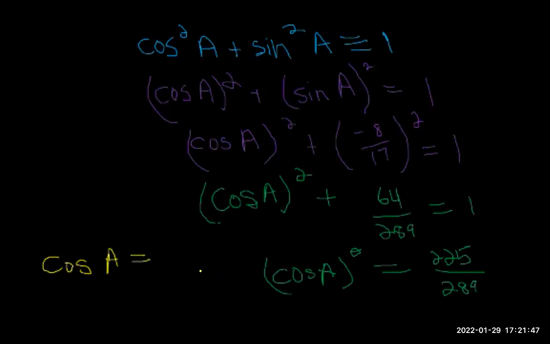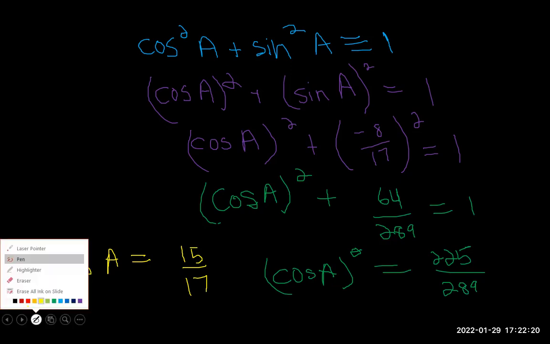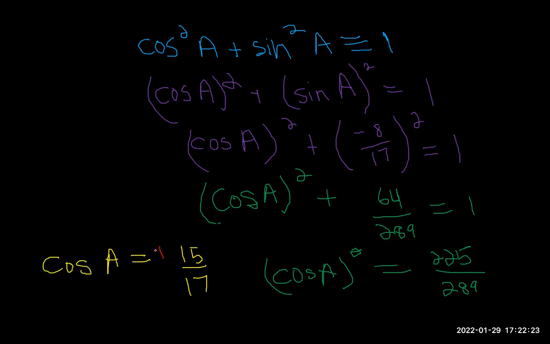So let me just try. What's the square root of 225 on 289? Is that 15 over 17? 15 over 17. However, there's one thing you have to note here. When finding the square root of a number, it's always plus or minus, unless told otherwise.